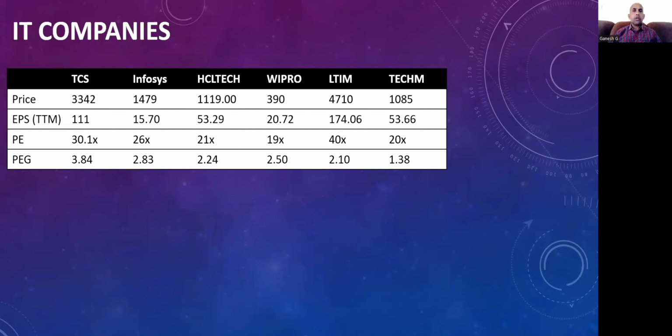Generally, traditionally, people look into the PE ratio. What is the lowest PE in this list of companies? Wipro. Wipro has a PE ratio of 19. Does it mean that Wipro is a good buy at this value? No. As we discussed before, we also need to add the PEG ratio to that, which means, what is the lowest PEG ratio out of all these IT companies?